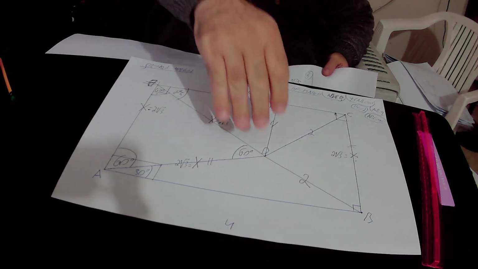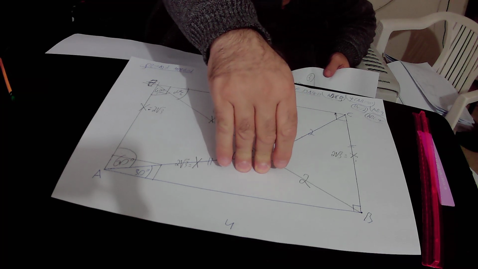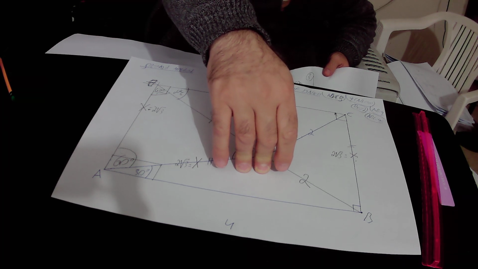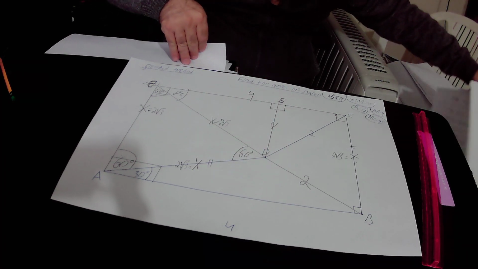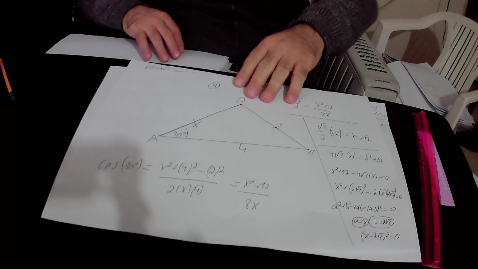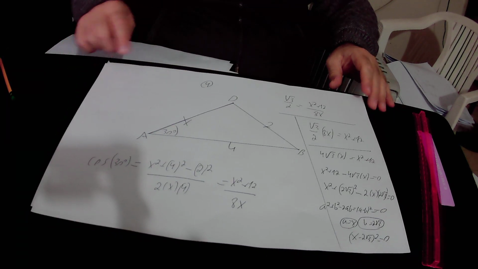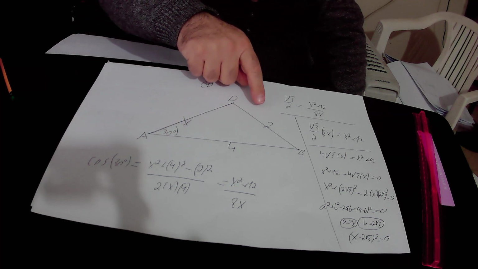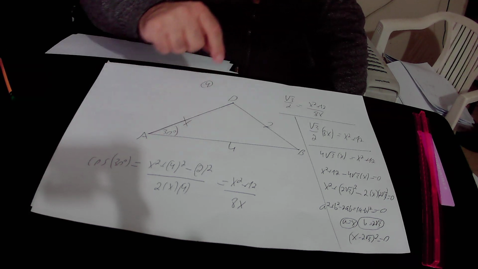Then we implemented the law of cosines on this triangle ADB. So I copied this triangle in a new page. Okay, so this is actually triangle ADB. According to the law of cosines, cosine 30 degrees equals x squared plus 4 squared minus 2 squared over 2 times x times 4.